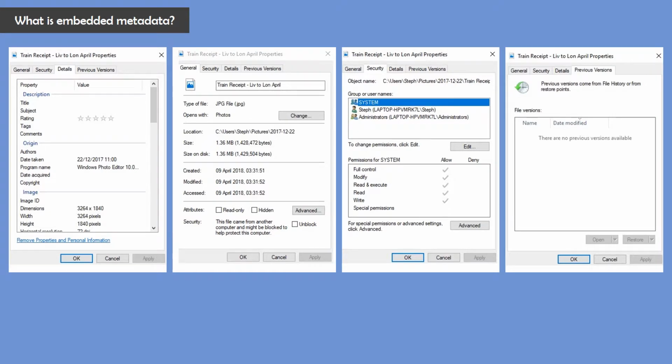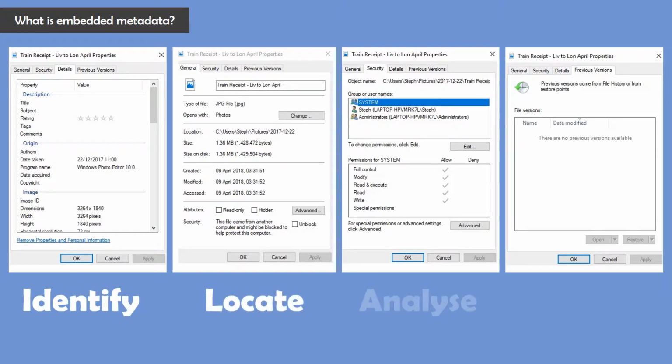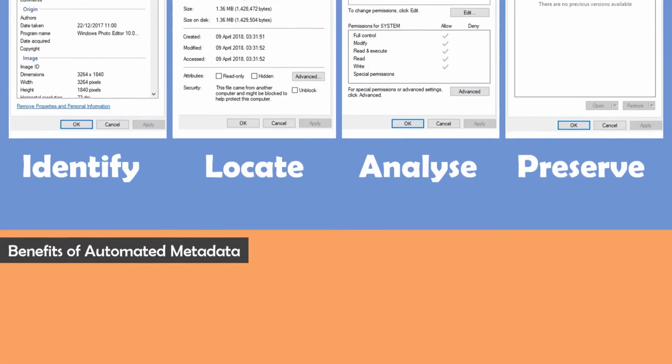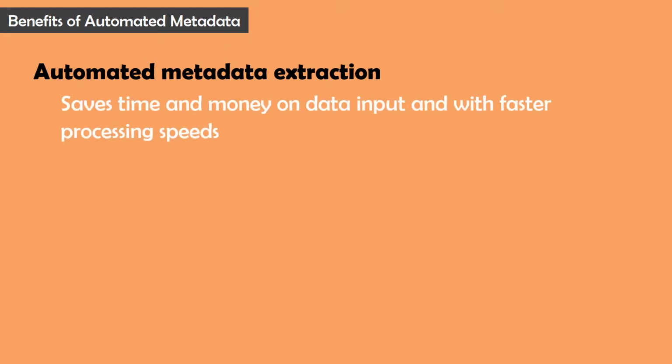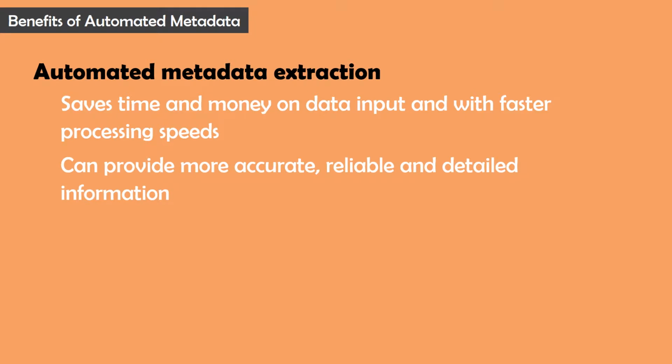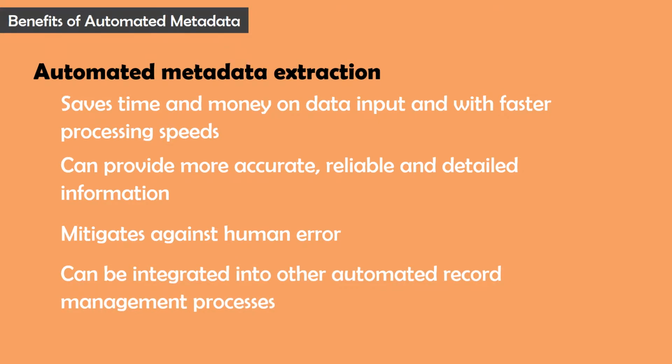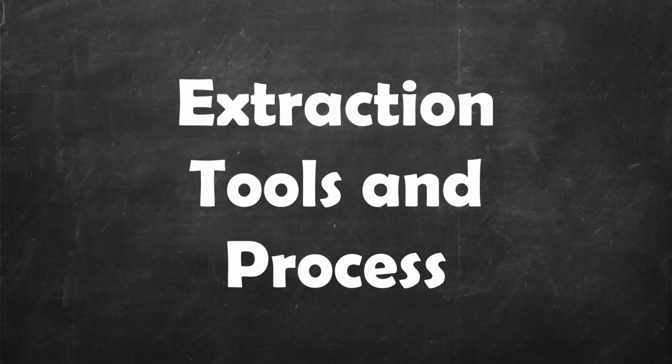This is useful because it gives the user instant access, but by extraction, it can be compared against other file metadata to create a powerful information resource to help identify, locate, analyse and preserve files. Automated metadata extraction also has benefits over manually creating and storing metadata. It saves time and money on data input and with much faster processing speeds. It can provide more accurate, reliable and detailed information. It mitigates against human error, and it can be integrated to other automated record management processes.